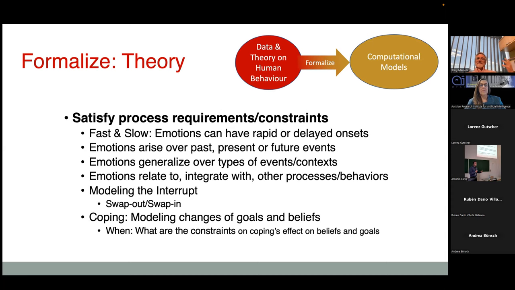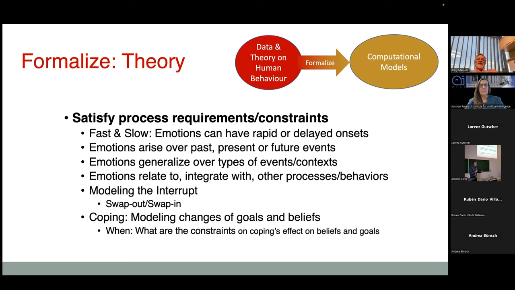In particular, the process requirements and constraints are quite exacting. So emotions can be fast or slow. They can have rapid or delayed onsets. They arise over past, present, or future events. They generalize over types of events in context, right? So it's not like you have different processes associated with a bird flying in the window than you have with other kinds of traumatic events. Emotions relate to or integrate with other processes and behaviors.